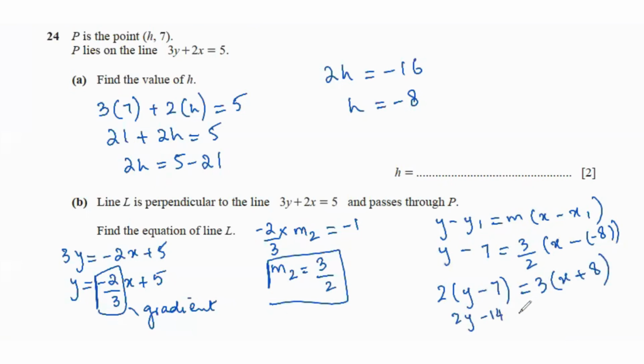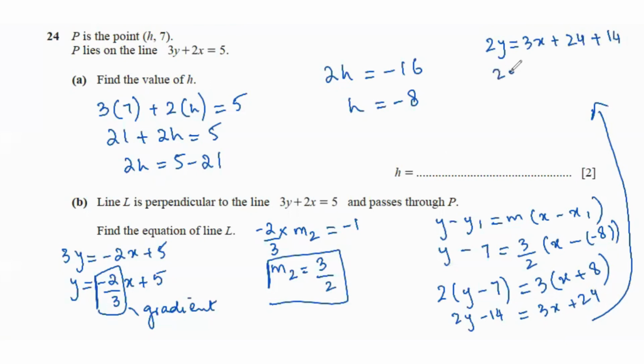2y minus 14 equals 3x plus 24. And I'm just going to bring this over here. 2y equals 3x plus 24 plus 14. 2y equals 3x plus 38. And y is going to equal 3 over 2 x plus 38 over 2, which can be rewritten as 3 over 2 x plus 19.